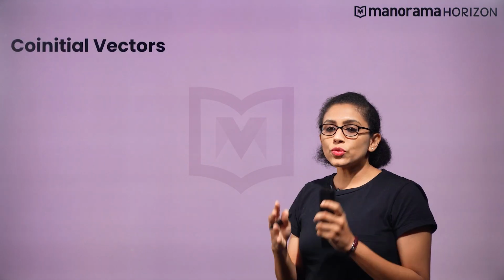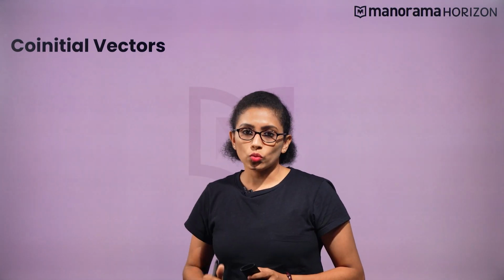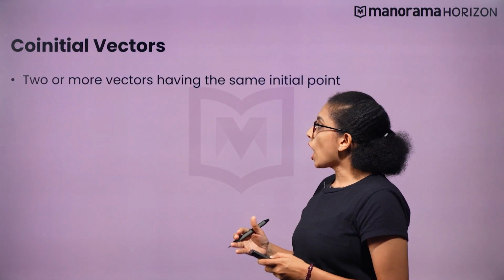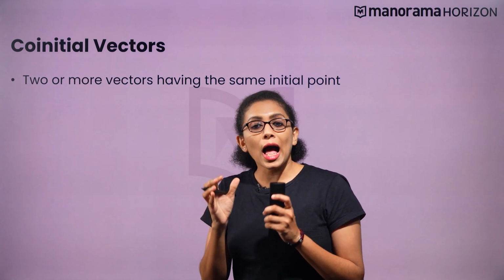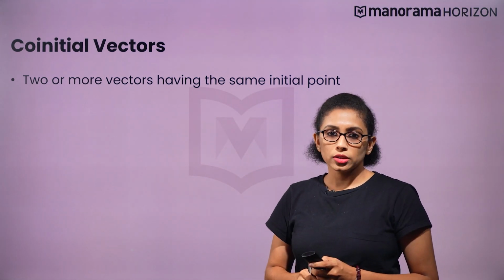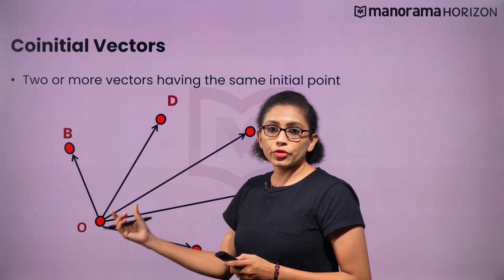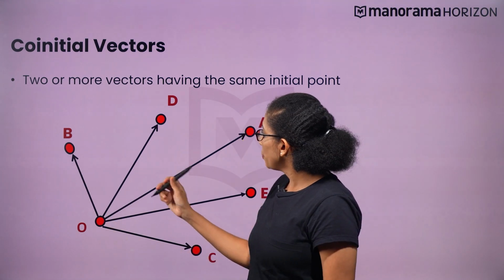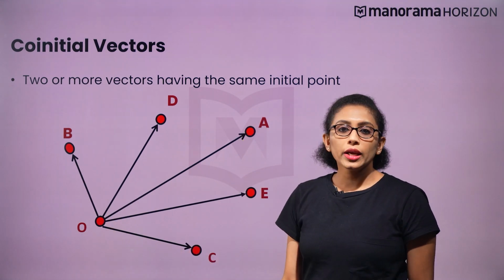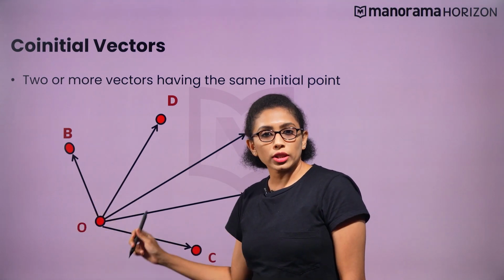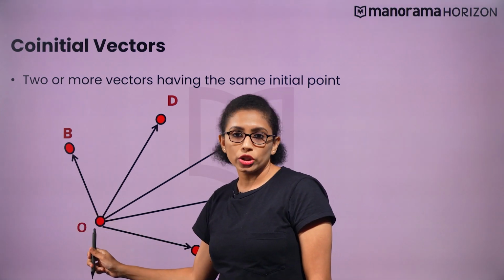Alright. So the next one is co-initial vectors. What are co-initial vectors? These are two or more vectors having the same initial point. So you can see in this figure the vectors A, B, C, D, E are all co-initial vectors because they have the same initial point O.